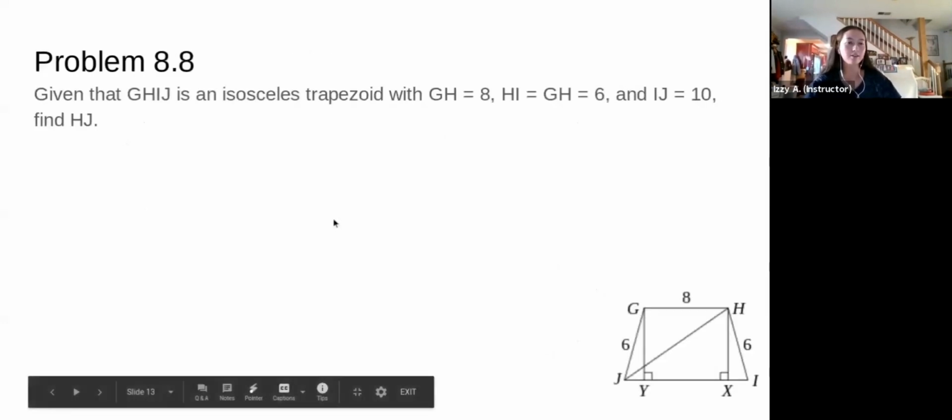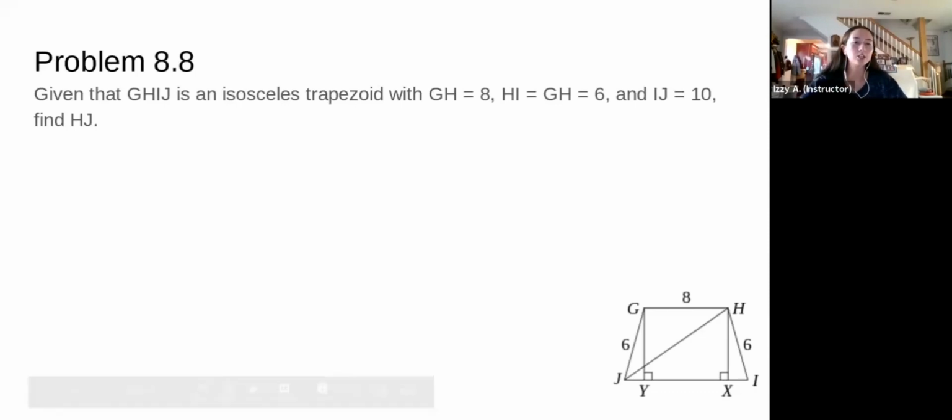Okay, next we have problem 8.8. Given that GHIJ is an isosceles trapezoid with GH equal to 8, HI equal to 6, and IJ equal to 10, find HJ. I'll give you guys a few minutes to try to solve this problem.